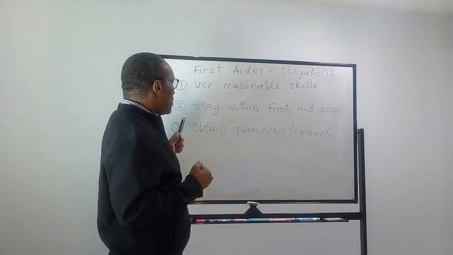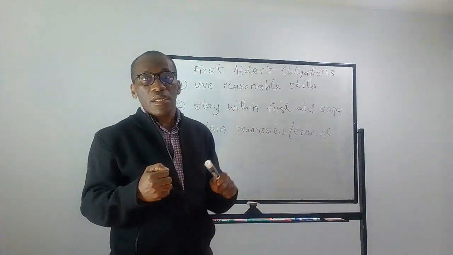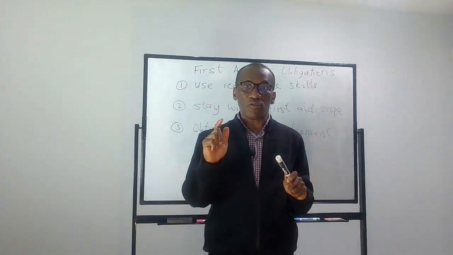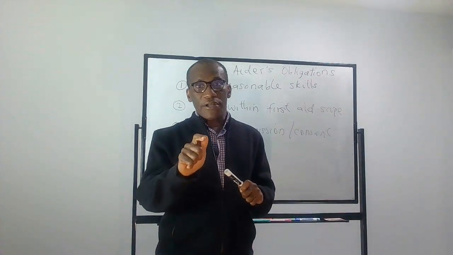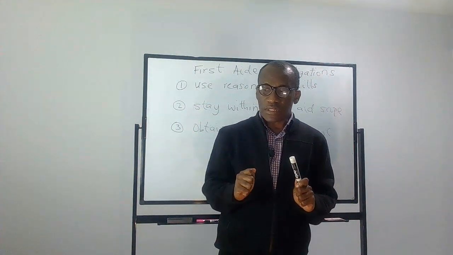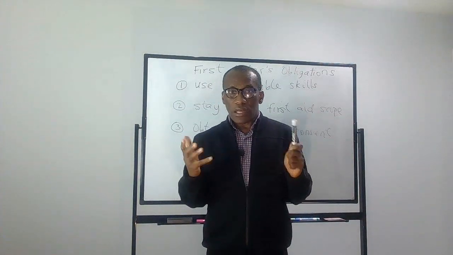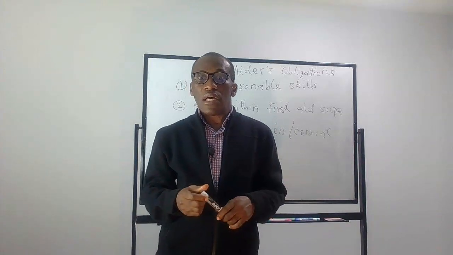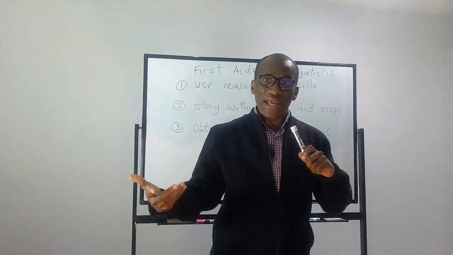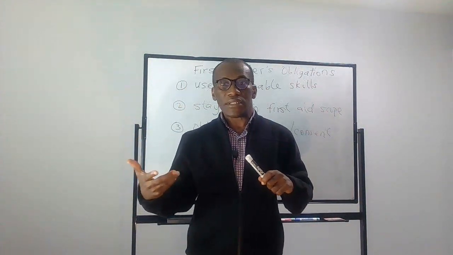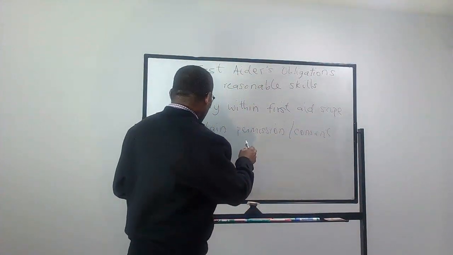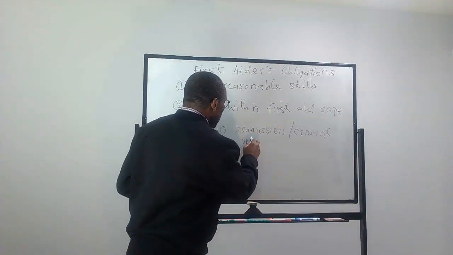Number 3, obtain permission or consent. So you need consent, you need permission to provide the care. So there are 2 types of permissions: voluntary consent and implied consent.